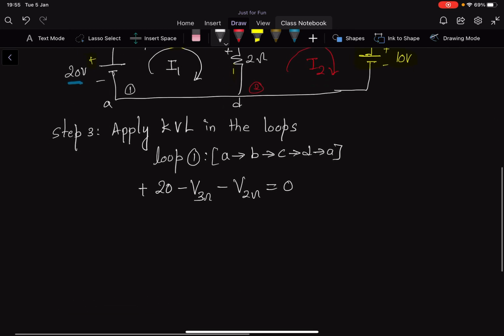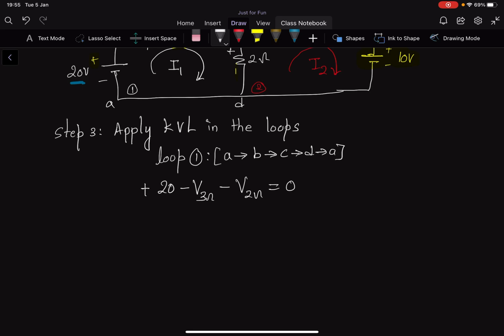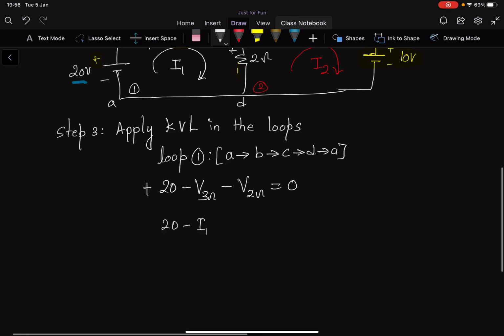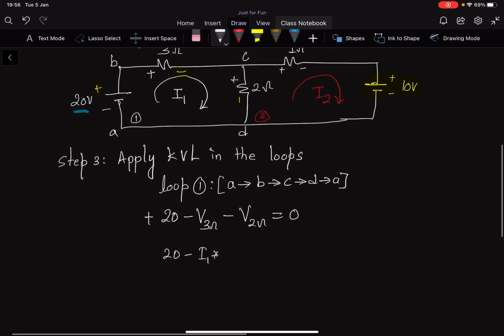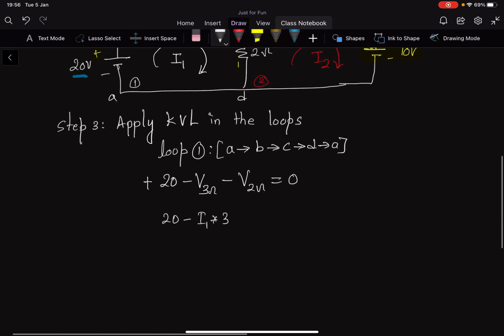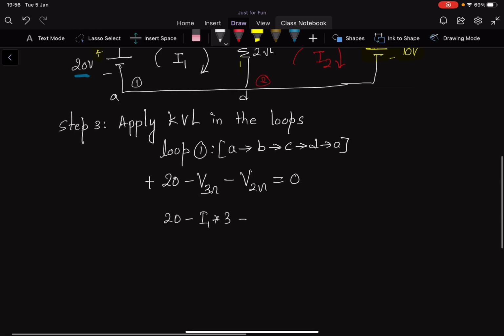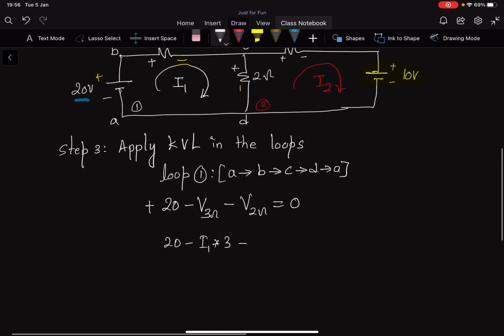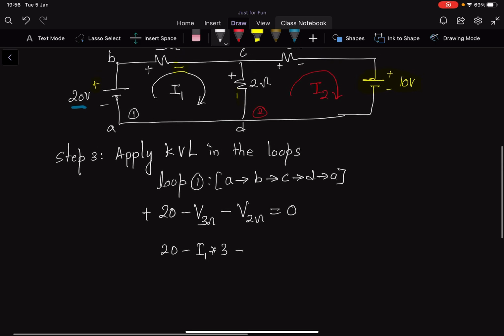Then what we're going to do, we're going to write Ohm's law, because voltage is nothing but current times resistance. So we have I1 current times resistor 3. Okay, we are applying Ohm's law here. Similarly for the voltage across the 2 ohm. Now the voltage across the 2 ohm is going to be interesting. You can see that the 2 ohm is your common resistor. 2 ohm is a common resistor.